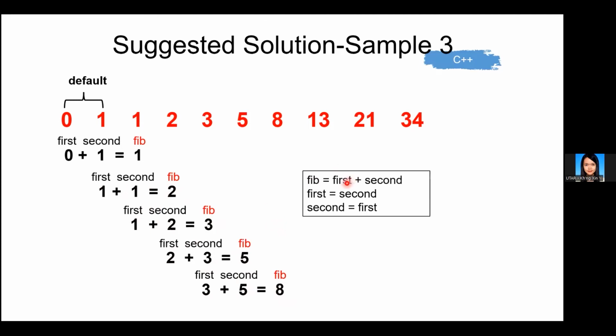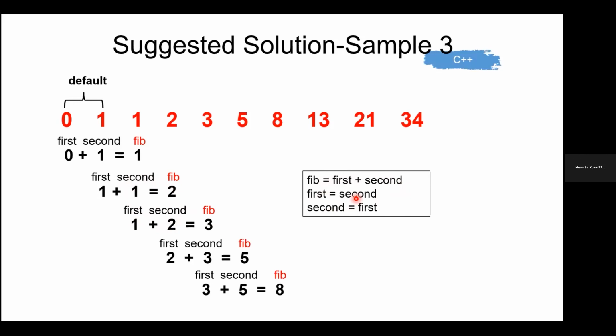And then after that, we need to update, right? You can see that we update the second one to become the first item, and then the Fibonacci number becomes the second item in order to find the next Fibonacci number. I repeat again, we update the second number to become the first number, and then the Fibonacci becomes the second number to update the next Fibonacci number. So this is the idea. We find the current Fibonacci number first, and then we update the first and second values in order to find the next Fibonacci number.